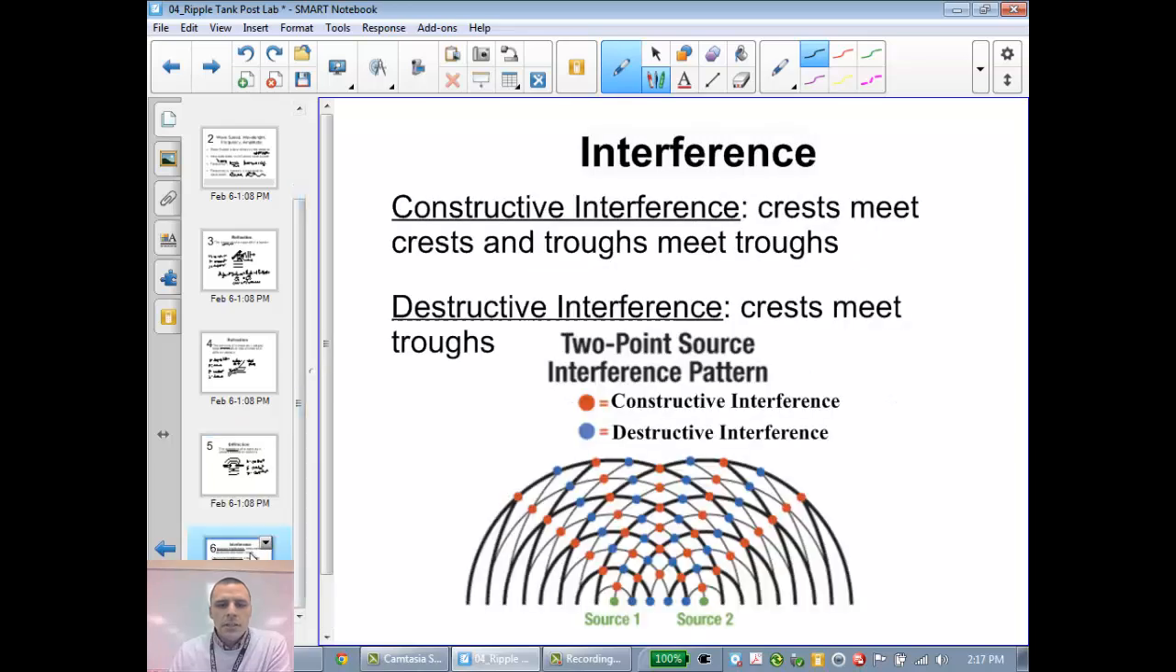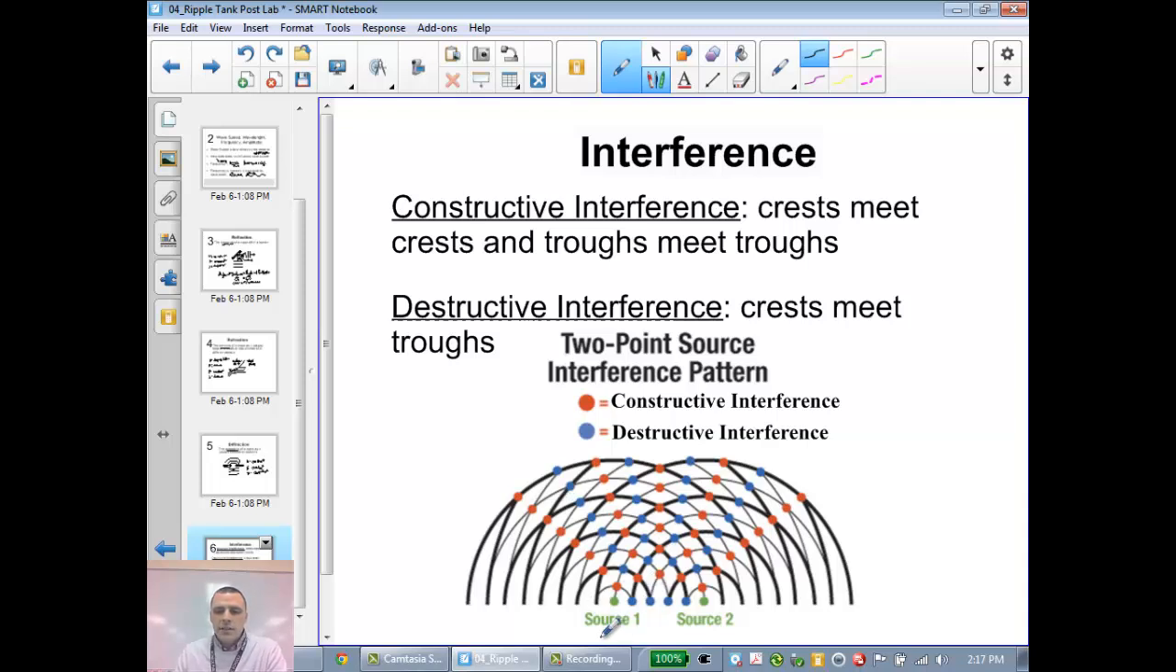The final thing that you saw in the lab was what we call an interference pattern. Here comes our interference pattern. There's two types of interference. There's constructive interference and destructive interference. The pattern that you saw in the lab shows both of these types. Constructive interference is when crests meet crests and troughs meet troughs.